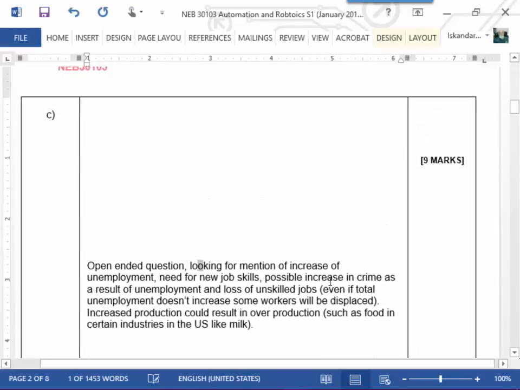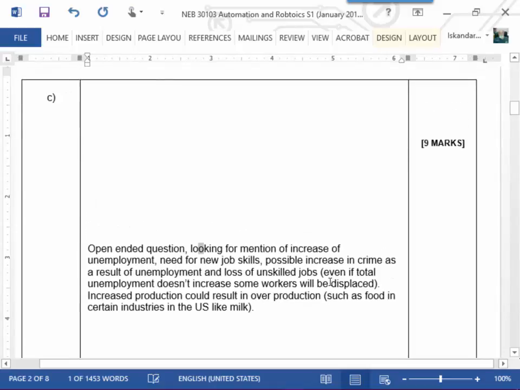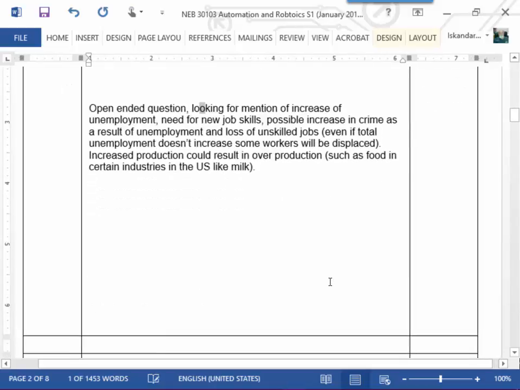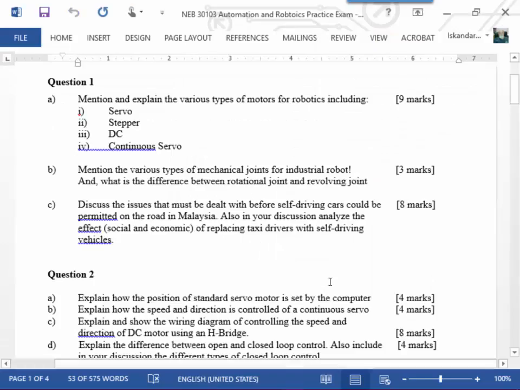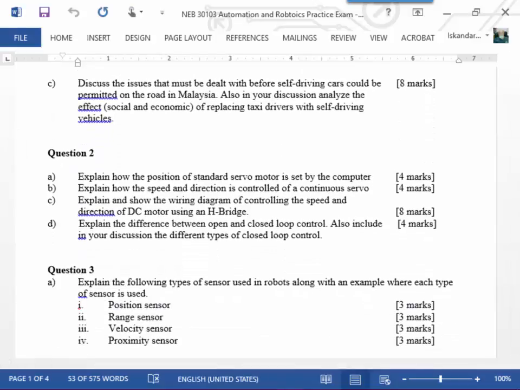Okay. This is from a different question, but the answer is still the same. This is an open-ended question. In other words, the question that I had was, discuss the various issues that must be dealt with before self-driving cars could be permitted on the road in Malaysia. So also in your discussion, talk about, so this is an essay question. There's no single right or wrong answer for this one.